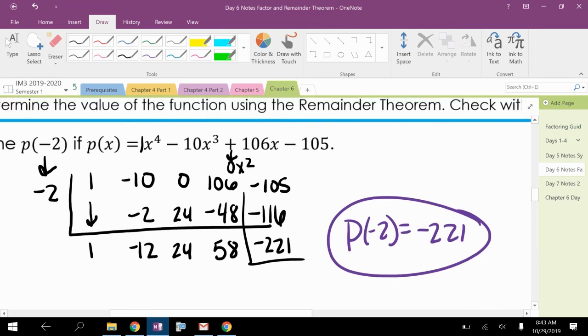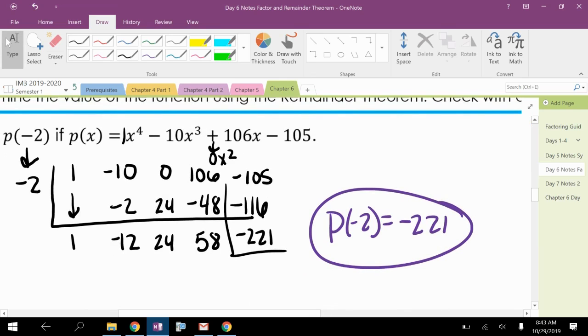Now, some of you could have been like, hey, I don't like doing synthetic. It's not fun for me. You could have just taken -2 and plugged it in. And that's it. That's fine too. So we'll do that method next.